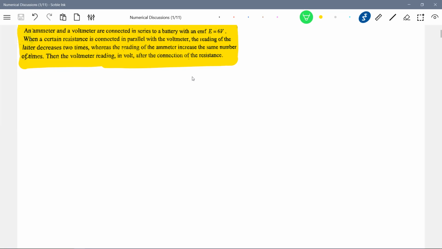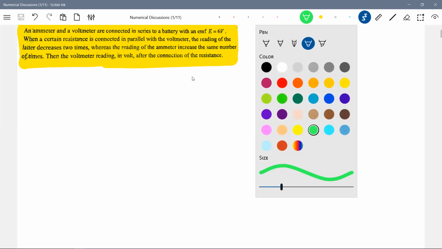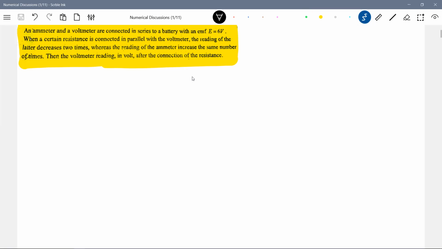I have picked up a few problems to learn current distribution, how to find equipotential points. They're only for learning purposes, not for exam. So let me start with this ammeter and voltmeter. First, draw the circuit diagram. We'll draw the relevant circuit diagram.